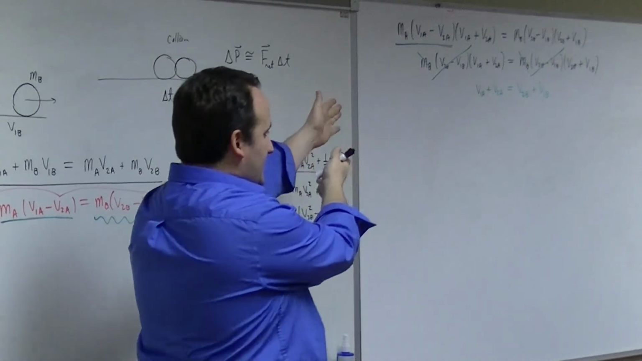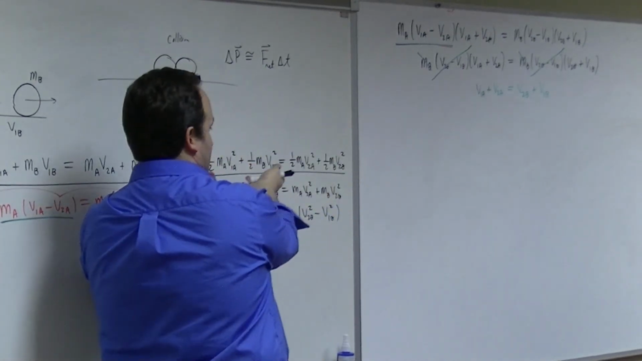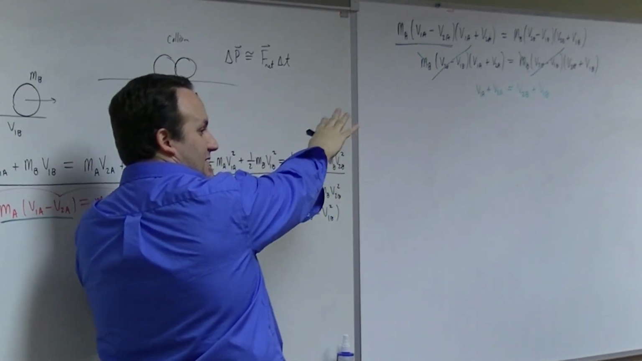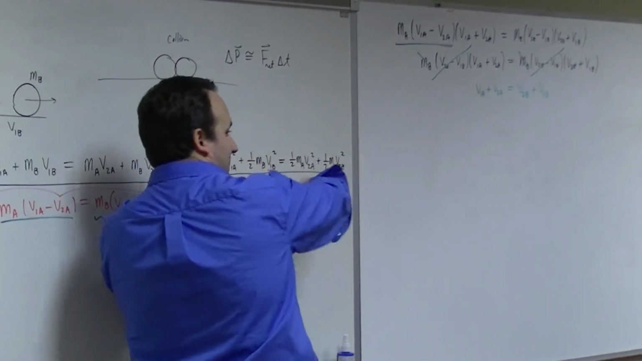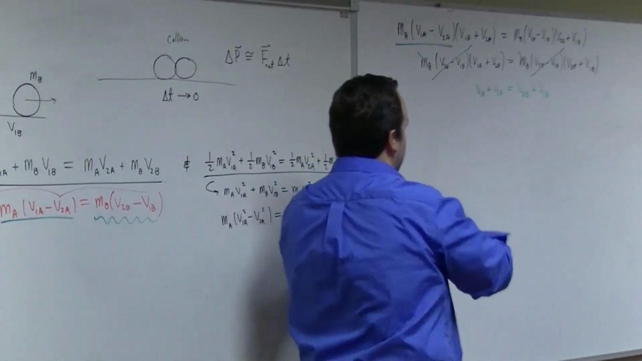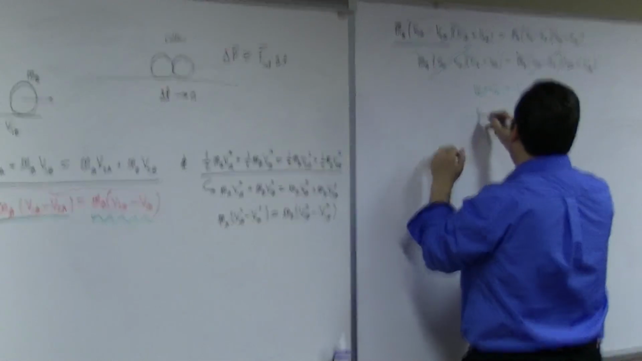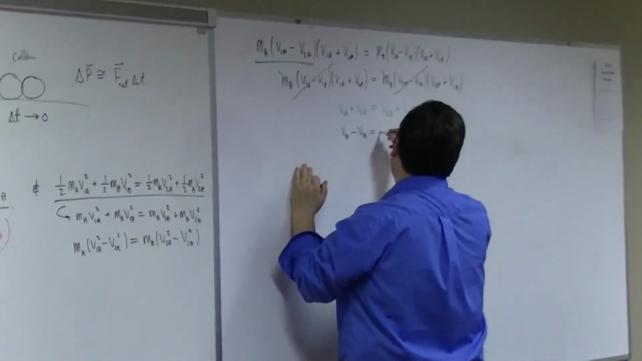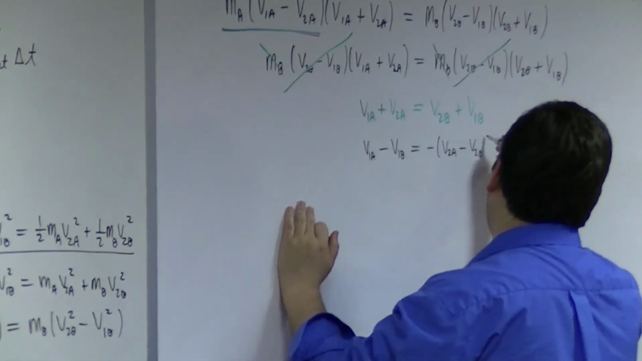Now, this equation is obviously superior to this equation. Why? That is a linear equation. It's just a difference of velocities, right? This is square root of velocities. This is a pain. That's nice. So let's see here. This is actually what? V1A minus V1B is equal to minus V2A minus V2B.